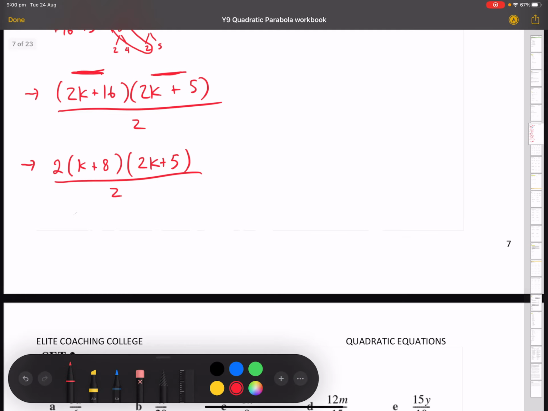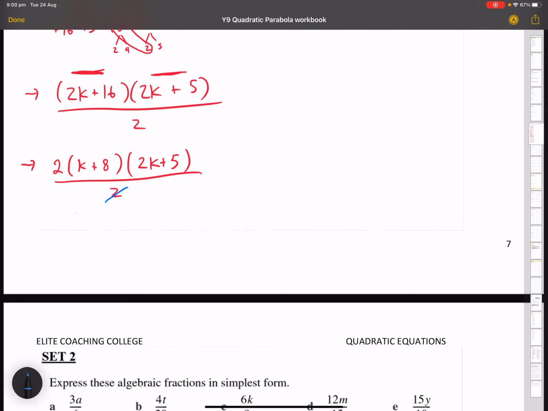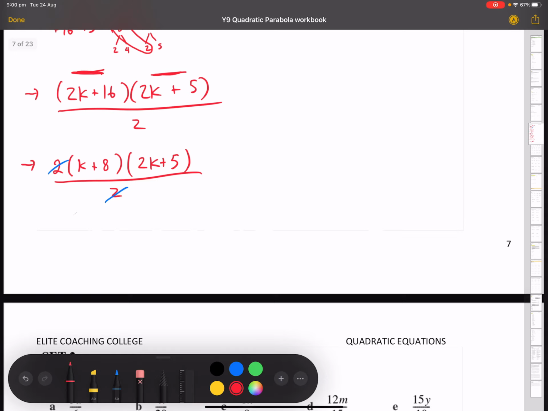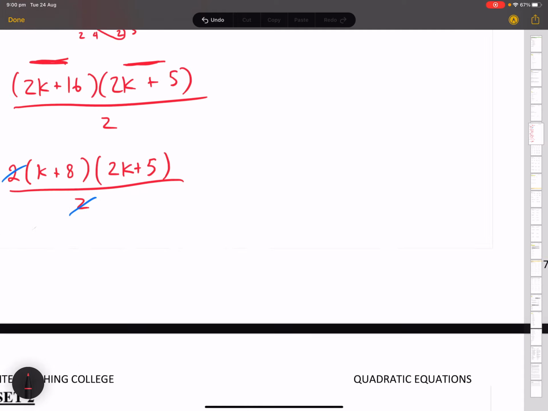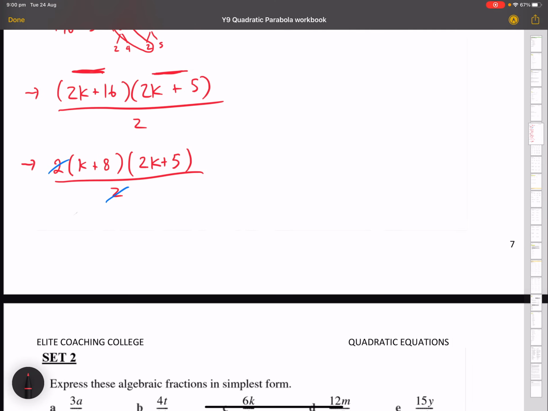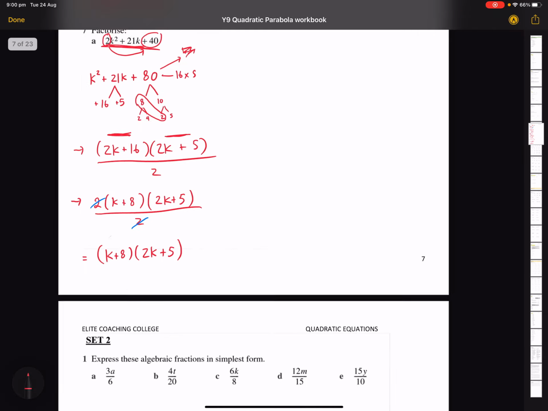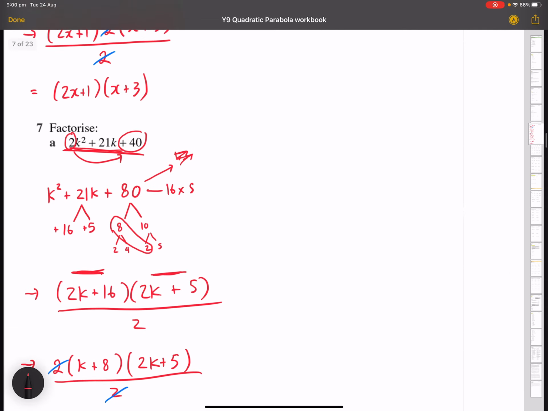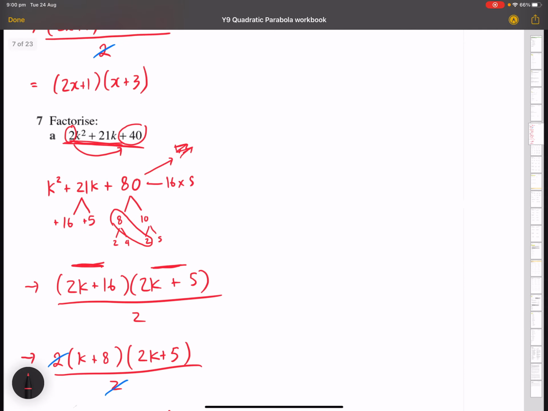Okay, so now what I'm going to do is cross out the 2. It's like a fraction, you're simplifying, okay? And what you have left is there's no more bottom numbers. The divided by 2 is gone. And what we're left with is k plus 8 times 2k plus 5. And there's your factorized form of that question.